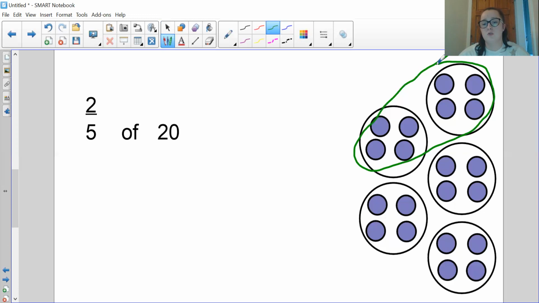Okay, 2 groups. How many counters are in 2 groups? Can you count them, Year 3? If you said 8, you are absolutely correct. Well done. So 2/5 of 20 is 8. Fantastic. And I have 1 left.